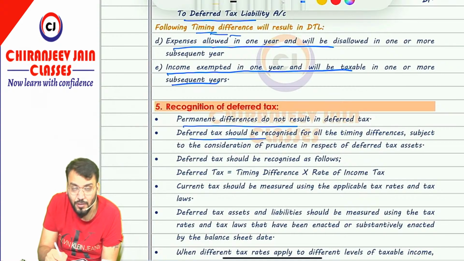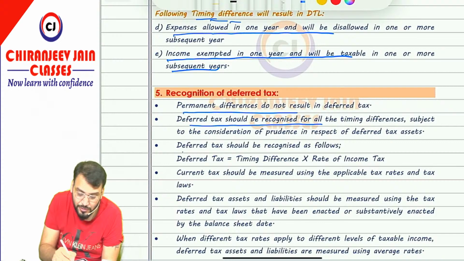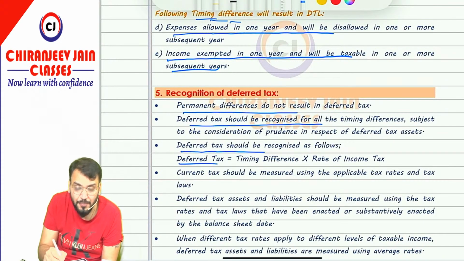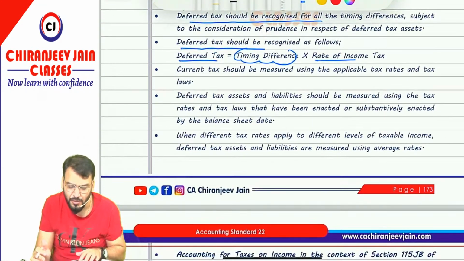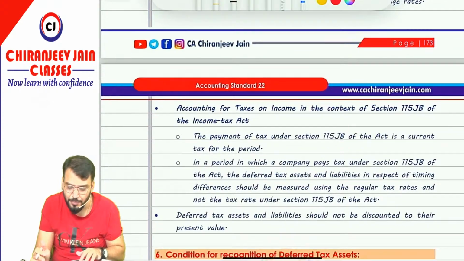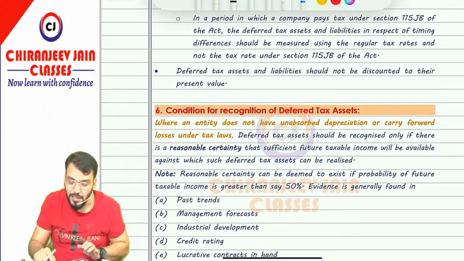Now, recognition of deferred tax: we all understood that permanent differences do not result in deferred tax. Deferred tax should be recognized for all timing differences. Correct? Now deferred tax will be the timing difference multiplied by the rate of tax. Okay, this is not so much important. I'll come to this point. Correct? Now let me take some questions.